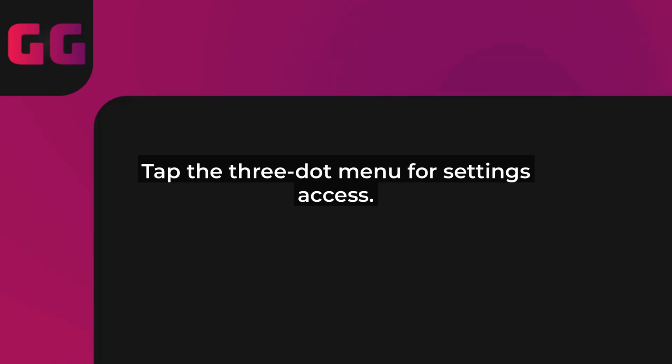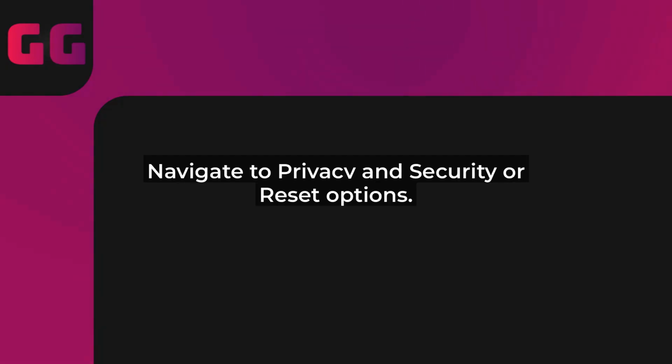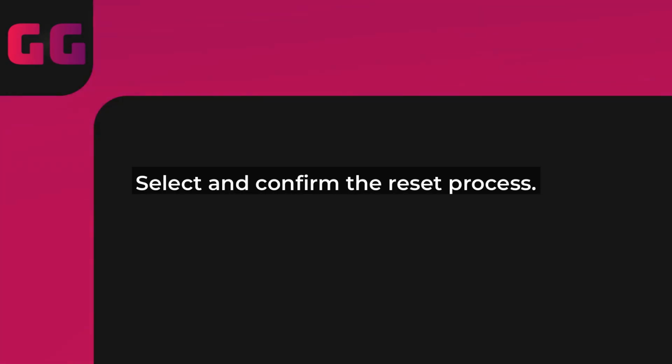Next, in the Settings menu, look for the Privacy and Security section or something similar. Google might tweak names slightly each year. Tap on that, and then find the option labeled Clear Browsing Data, or directly Reset Settings. For a full reset, select Reset and Clean Up, if it's available. Here, you'll see options to reset Chrome to its original state.